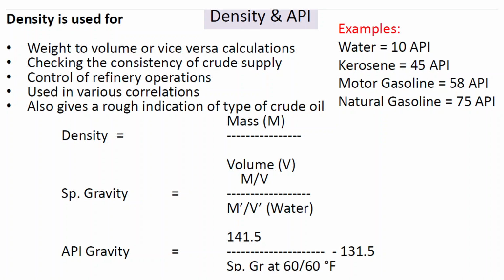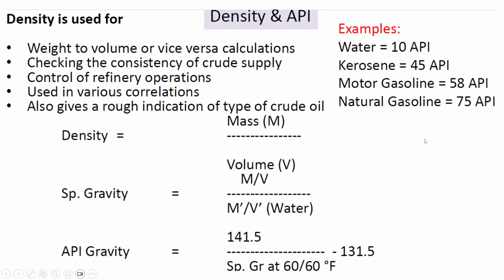Coming on to the first one, that is density. Density, as we all know, is mass upon volume. The specific gravity is the density with respect to the density of water. The API here is used for weight to volume or vice versa calculation, for checking the consistency of supply. API is given by the formula 141.5 upon the specific gravity at 60 degrees Fahrenheit of the crude oil, minus 131.5.